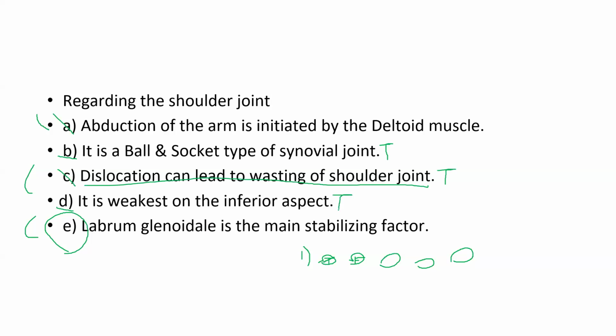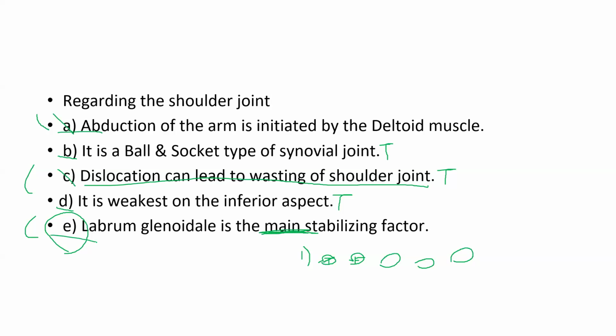The glenoid labrum is the main stabilizing factor. So be careful about these statements that say "main" or "only". These are kind of suspicious ones. Now I don't know the answer for A and E, so I am going to leave them.